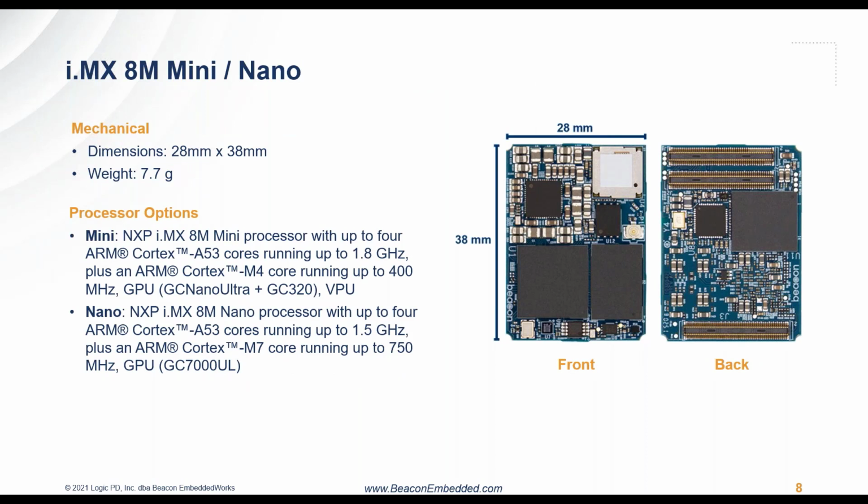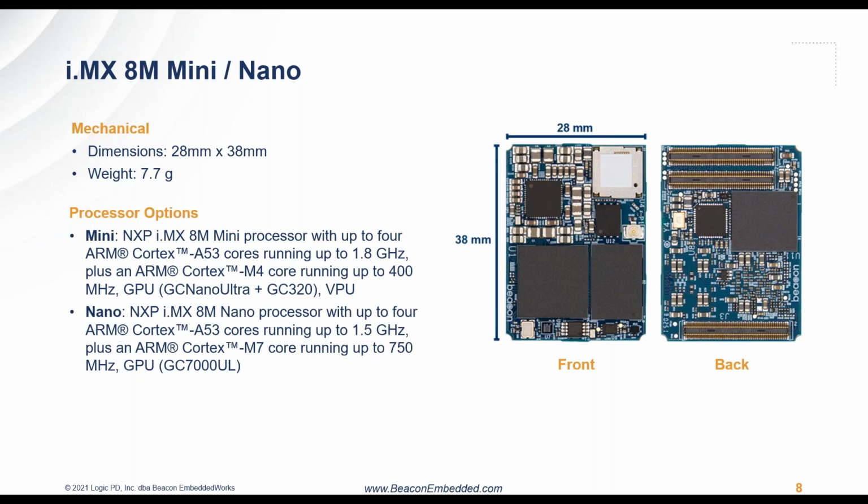Specific to this SOM, the i.MX 8M Mini and Nano, the dimensions on this are 28 by 38 millimeter. We support equally the 8M Mini and 8M Nano processor. These come in solo, dual, and quad core configurations. The 8M Mini in particular has Cortex A53s up to 4 core, running at up to 1.8 gigahertz. And then the little core is a Cortex M4 for your more microcontroller or real-time applications. On the Nano, the Cortex A's run up to 1.5 gigahertz, and you have an M7 as your secondary core.